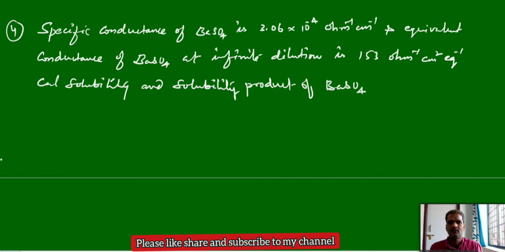Let us see the fourth question here. This is a question. Specific conductance of barium sulfate is given and its equivalent conductance is also given at infinite dilution. Then we have to calculate the solubility and solubility product.